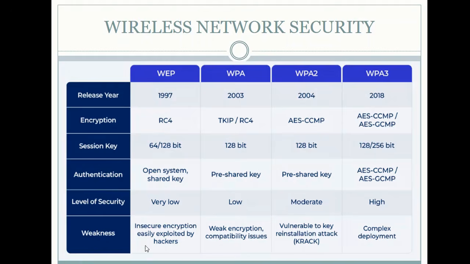So what is the weakness of WEP? Insecure encryption, easily exploited by hackers. Sometimes the encryption will not be secure, that is, it is of a low encryption standard. If we see, the encryption methodology used was RC4, and also the session keys are a little bit smaller than in the advanced versions. And for WPA, again weak encryption and compatibility issues are there.